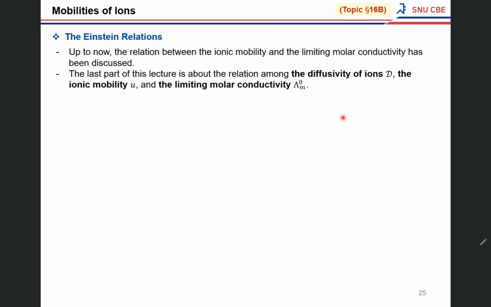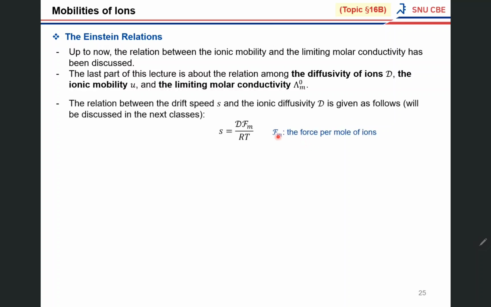Diffusivity may come from Fick's law, which we are going to talk about next class. Here we have the relation between the drift speed and the force experienced by 1 mole of the ions, and we have the diffusivity divided by RT. We just introduced this equation without any explanation, but we are going to explain it in the next class. So let's accept this equation is true, for example.